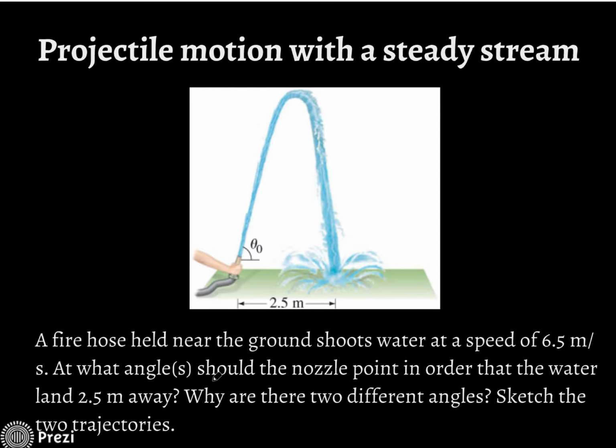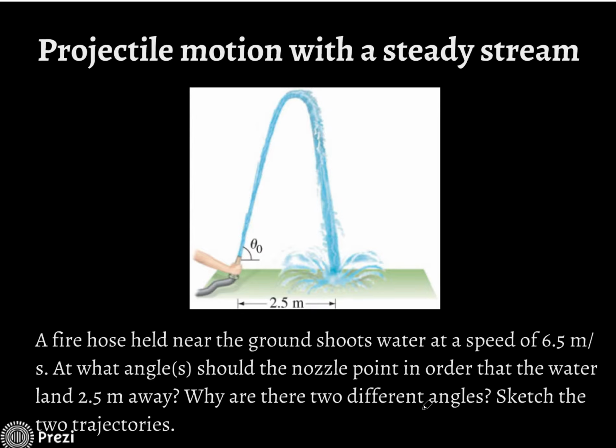So the question is, a fire hose held near the ground shoots water at a speed of 6.5 meters per second. At what angle should the nozzle point in order that the water lands 2.5 meters away? What are those two different angles? Sketch the two trajectories.